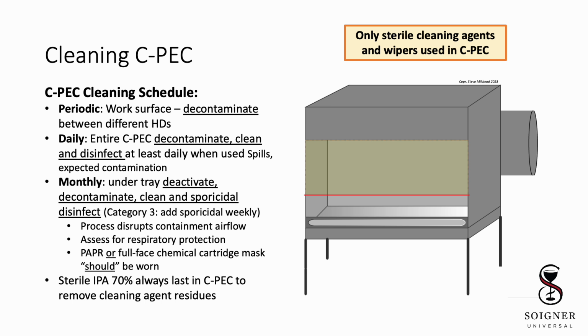Therefore, a PAPR or full-face chemical cartridge mask should be worn during this process. Also, it's a good idea to clean the entire C-PEC prior to accessing the tray to decrease potential exposure. Once the underside of the tray is done and put back into place, the entire C-PEC can be cleaned again to ensure removal of any hazardous drugs or microbial cross-contamination from the break and airflow. As always, sterile IPA 70% will be used after to remove cleaning agent residues.